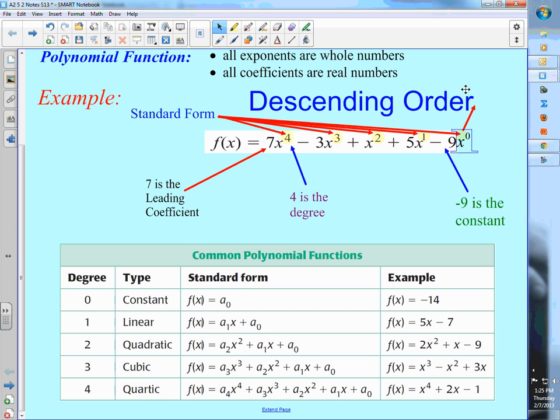The power on the variable in the first term is your degree. Nobody's going to write 9x to the 0, because we look at this picture: what's x to the 0? 1. So nobody is going to put an x to the 0. You're just going to write minus 9. And 9, or negative 9 if you want, is the constant. A constant term has no variable, and it doesn't matter what the variable value is, that term will stay minus 9.